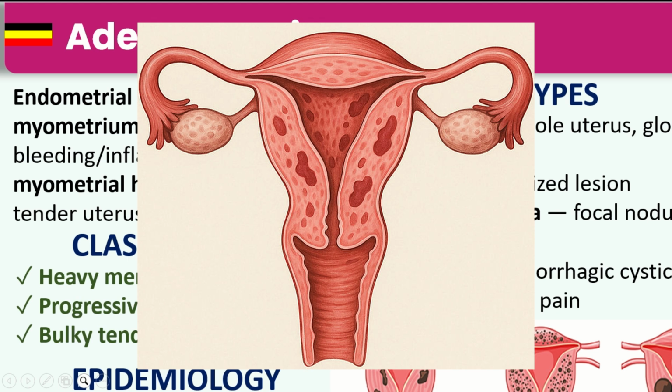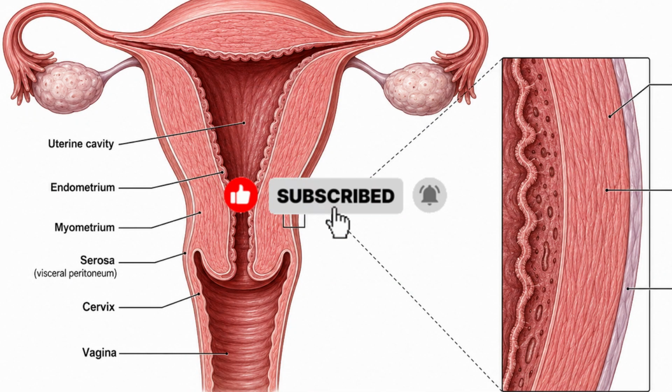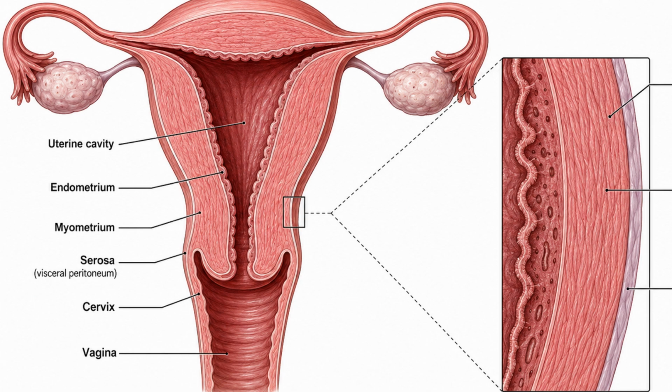So in endometriosis, the tissue is outside of the uterus, but in adenomyosis, we have endometrial tissue occurring within the muscle of the uterus. If you look at the uterus, it has a serosa, which is the outer lining. It has the myometrium, which is the muscular layer, the one that enables it to contract and to relax. And then we have the inner layer, which is the endometrium.